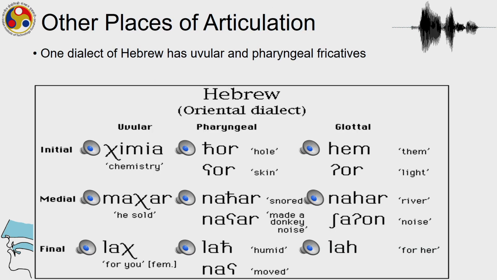A dialect of Hebrew also has uvular and pharyngeal sounds, Khimiya, and some of these will be played. The distinction here is again uvular, Hor, Hem, and glottal. Khimiya. Mahar. Nahar. Lach. Here we can see Nahar, the uvular sound and the pharyngeal sound. These sounds can be contrastive.